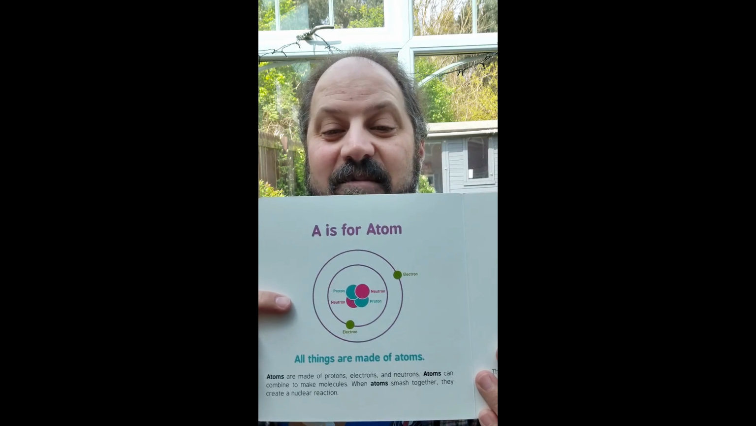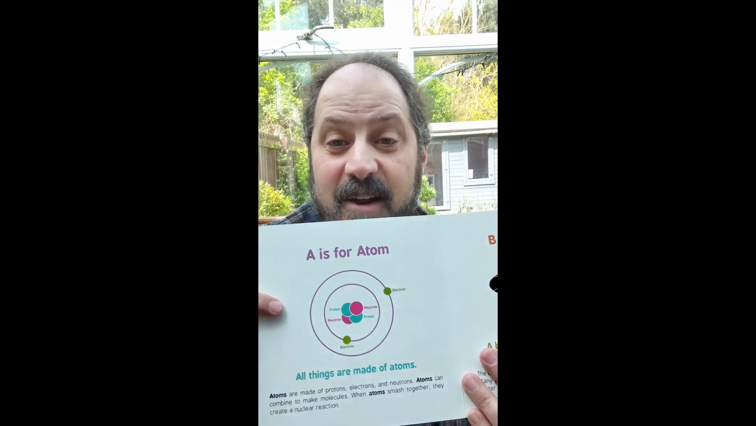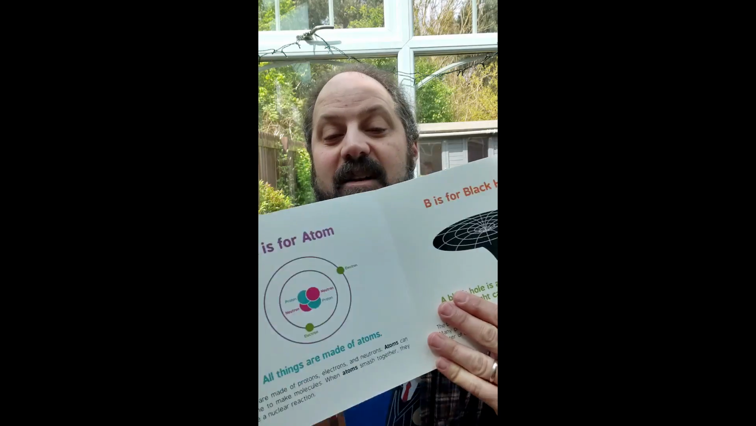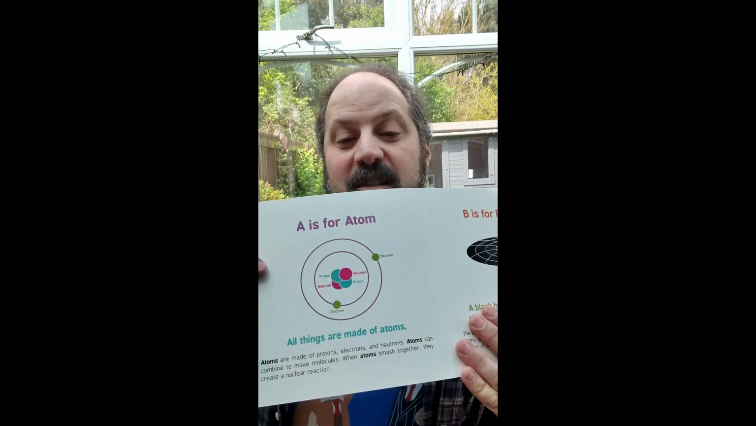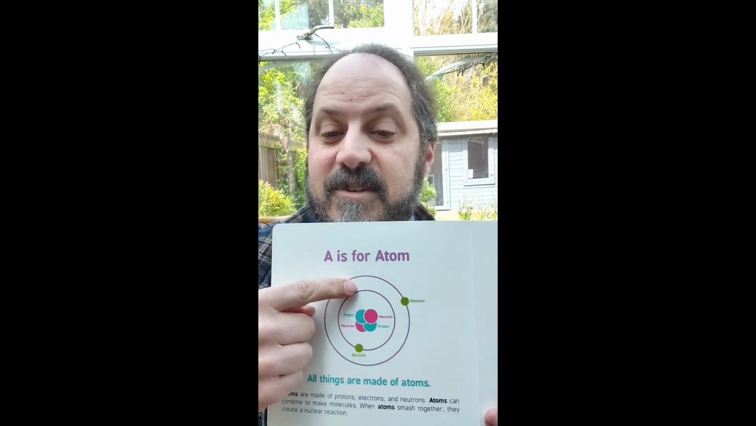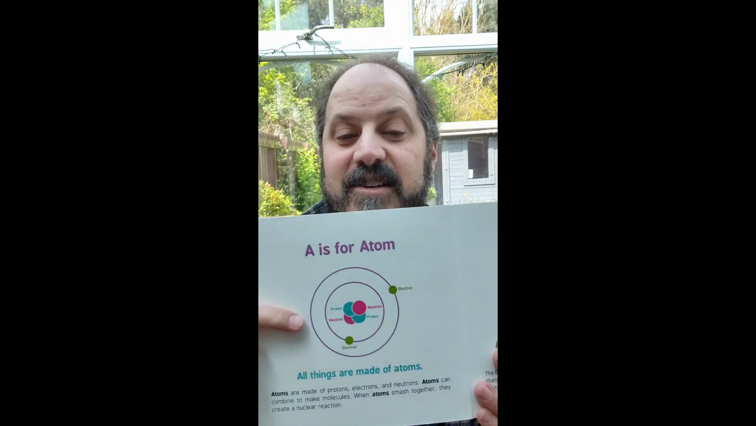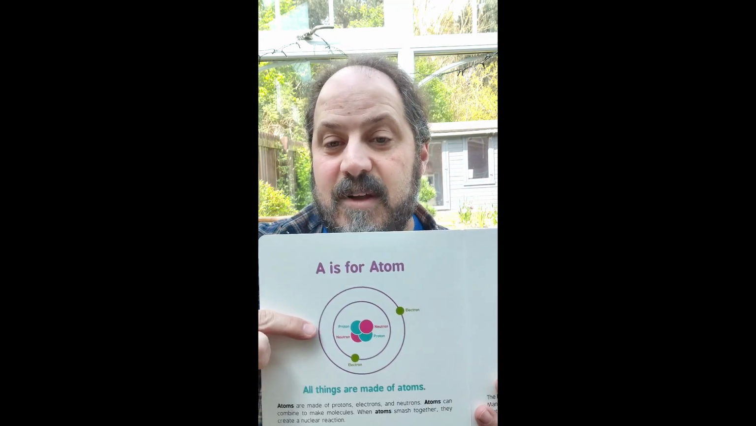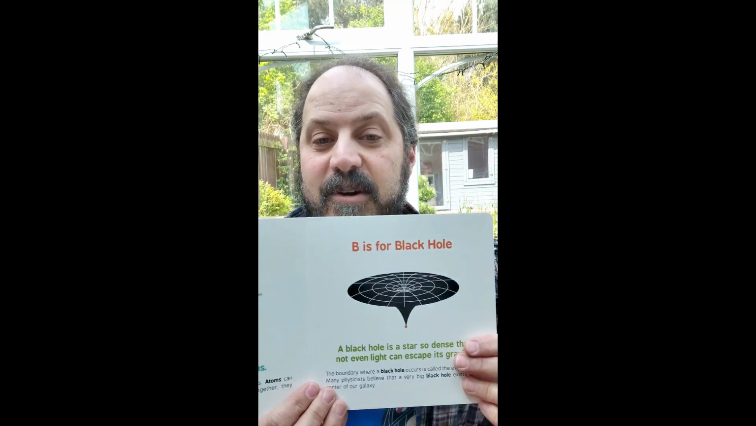A is for atom. All things are made of atoms. We've talked about atoms before. Atoms are protons, neutrons, and electrons. And when they smash together, which is called fusion, and we'll talk about that in a minute, they can create nuclear reactions called fusion. As I say, we'll talk about it in a minute. And when they combine, they make molecules, which we've talked about before, as with thermodynamics.